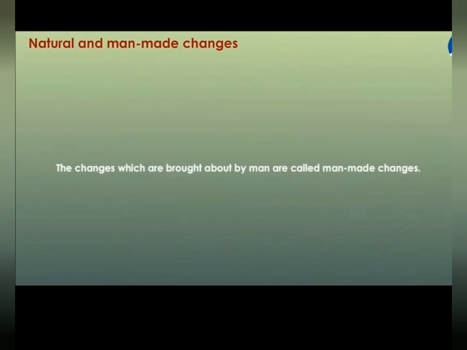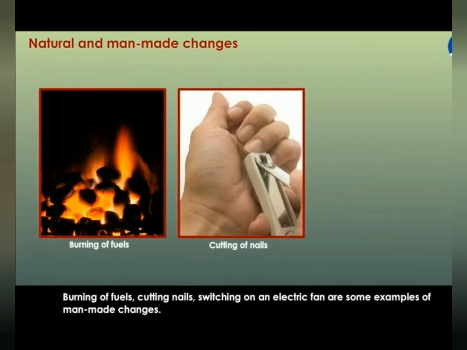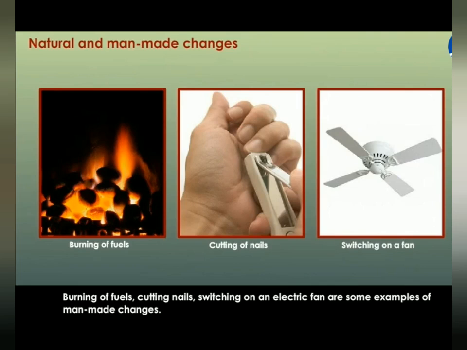The changes which are brought about by man are called man-made changes. These changes are under the control of man, like burning of fuels, cutting nails, switching on an electric fan are some examples of these types of changes.